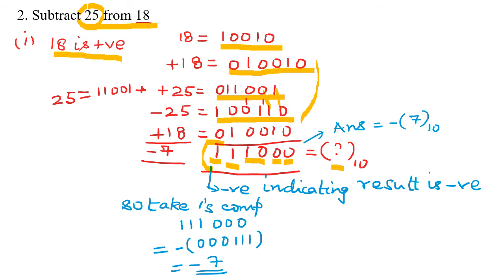In the result, the MSB is 1. This indicates the result is negative. So we have to find its ones complement to find its decimal equivalent. Now ones complement of 111 000 will be 000 111, by complementing each bit, 0 to 1 and 1 to 0. Now, with a minus sign in front of it, because this indicates the result is negative. 000 111 is equal to 7, so the result is minus 7, and minus 25 plus 18 is equivalent to minus 7, so the answer is correct.